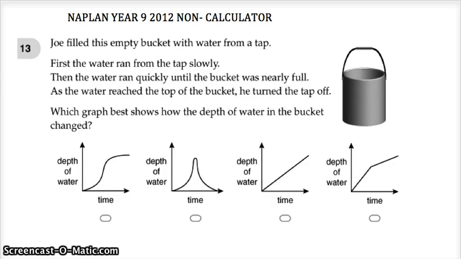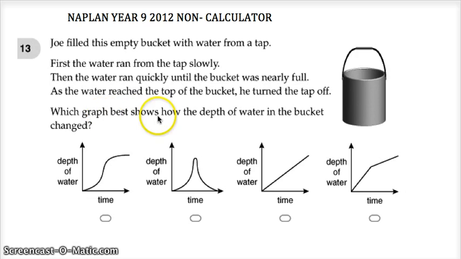This is the NAPLAN 2012 paper question 13. In this question it says Joe filled this empty bucket with water from a tap. First the water ran from the tap slowly. Then the water ran quickly until the bucket was nearly full. As the water reached the top of the bucket, he turned the tap off.